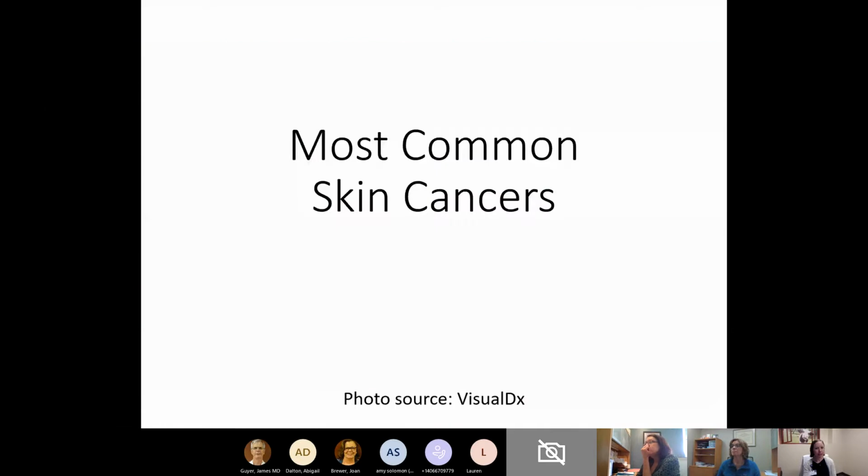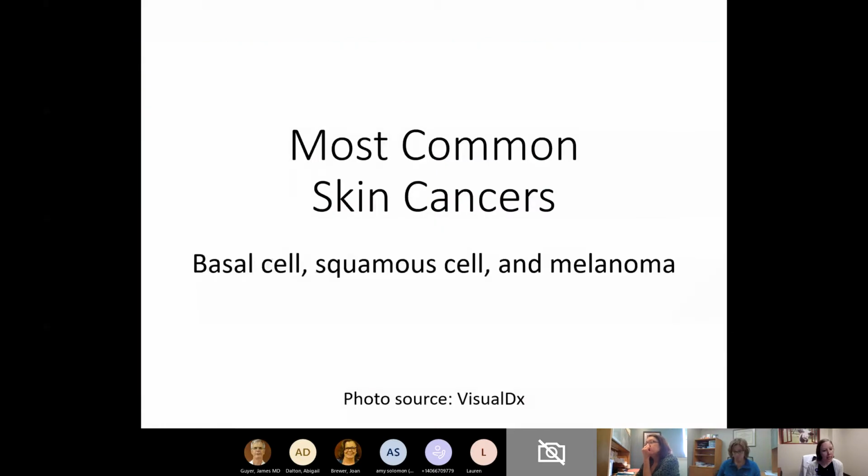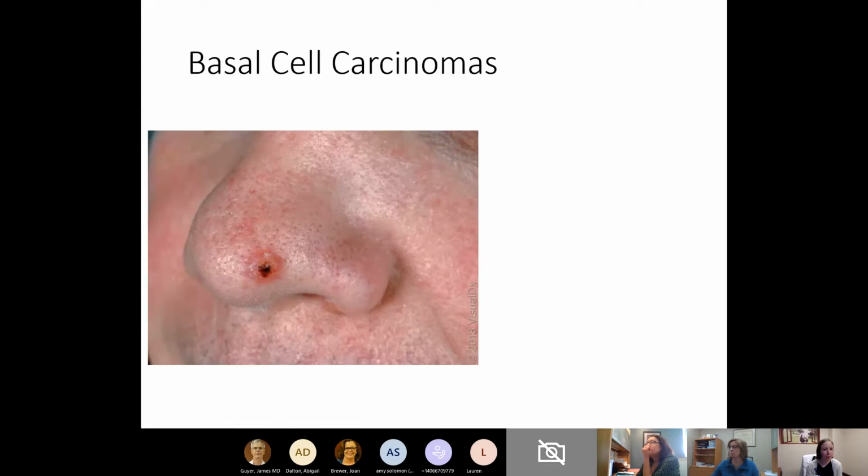So all right, we'll just jump right in. Most common skin cancers: I'm going to talk about basal cell skin cancers, squamous cells, and you can't have a dermatology talk without talking about melanoma. All of my photos are de-identified photos from Visual DX, which is a wonderful database full of images and management of common skin conditions. If anyone gets a chance to try it out, I highly recommend it. I use it on a day-to-day basis, actually.